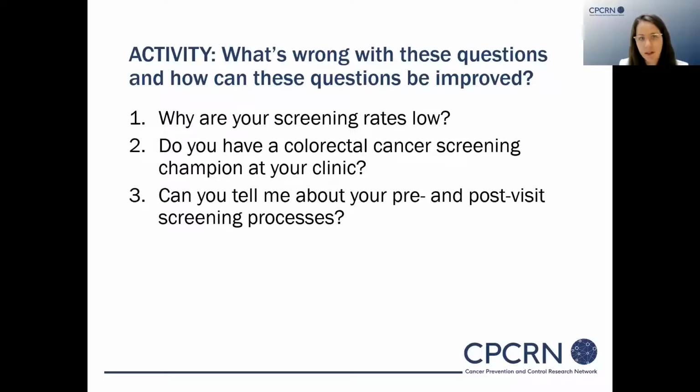Well, we can reword it so that it's not a why question. What do you think is contributing? How can we raise your screening rates? How can we improve your rates? Okay, so take more of a positive spin on that. I like that. I'm going to move down to just the last one now for the sake of time.